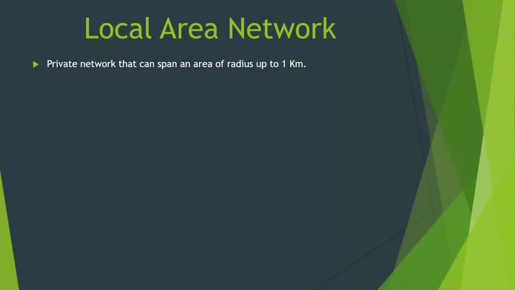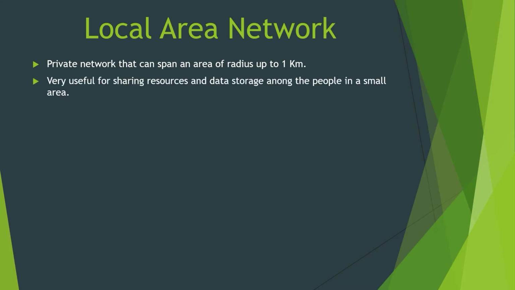Local area network. A local area network is basically a private network, and it can extend up to 1 kilometer. It is very useful for sharing resources and data storage among people in a small area. The small area can be an office, a home, or a school. The LAN may consist of only one computer or 1,000 computers. That means the nodes in a local area network may be either one, or they may even be 1,000 computers.